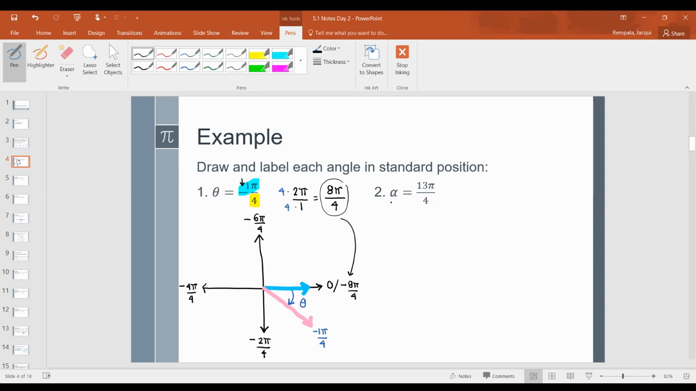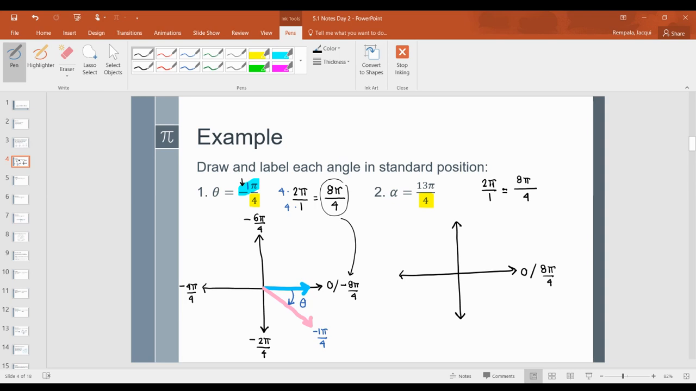This time I want to draw alpha at 13 pi over 4. Okay, so once again, to draw my angle, I need to have an x and a y axis, and I want to label these axes. So I always have 0 starting us on that positive x-axis. And once again, the nice thing about this example, looking at my denominator, I have a 4, so it's going to match what we had in the last problem, where if one full rotation is 2 pi, I can turn it into a denominator of 4 by multiplying the top and the bottom. I know that 1 full rotation is 8 pi over 4.